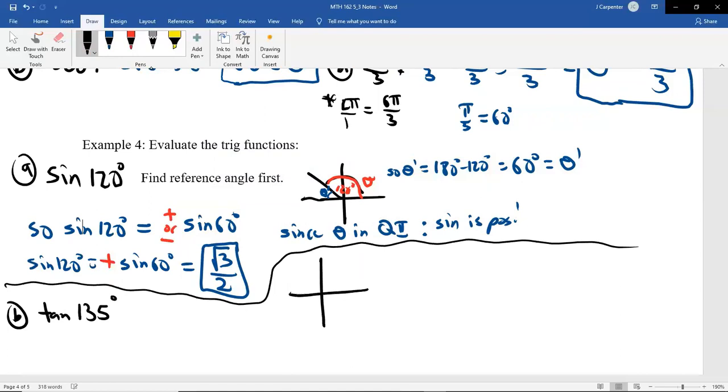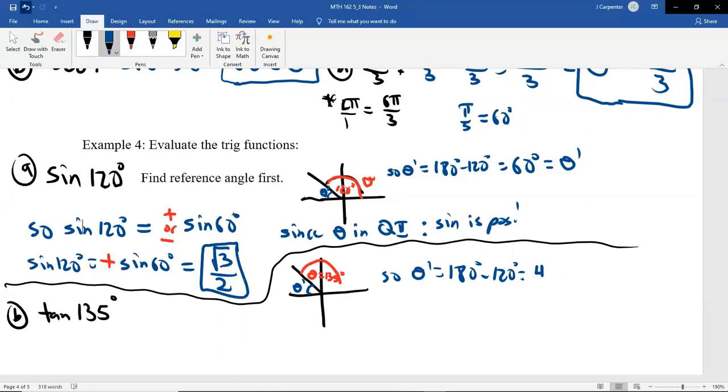So 135, that's still going to put us in quadrant 2. You have got to know your quadrants based on degrees. So this is our theta, which is 135 degrees, which means our reference angle is going to be this small wedge again. There's our theta prime. So theta prime should be 180 degrees minus 120 degrees, which is going to be 45 degrees.